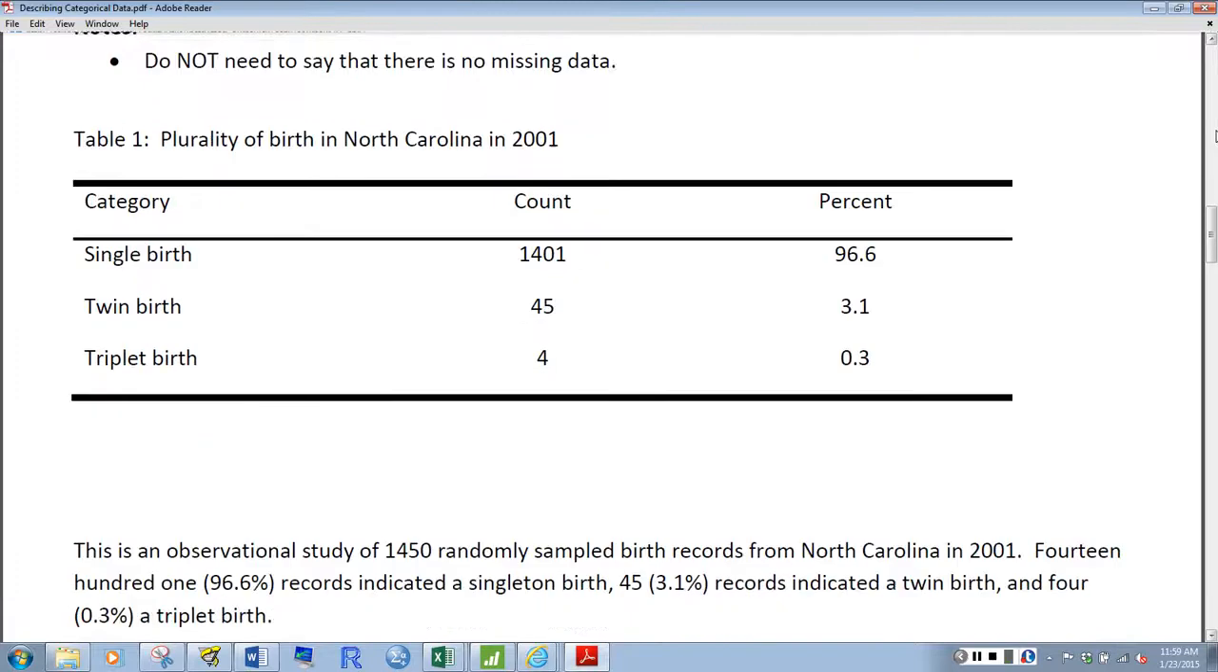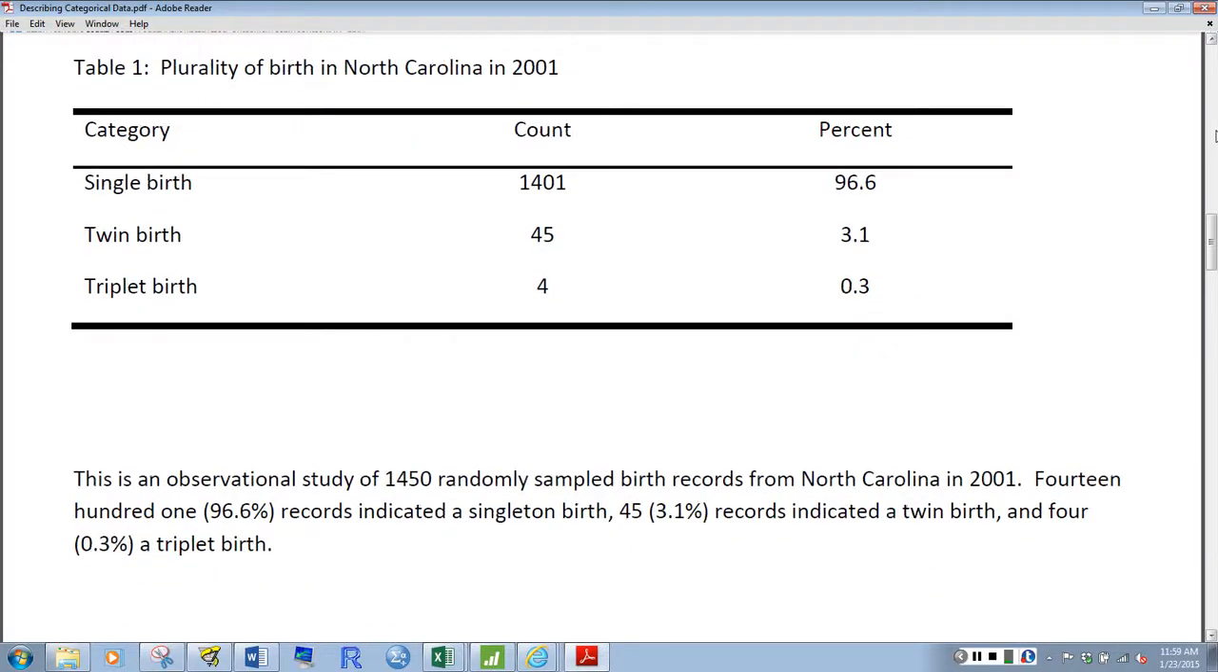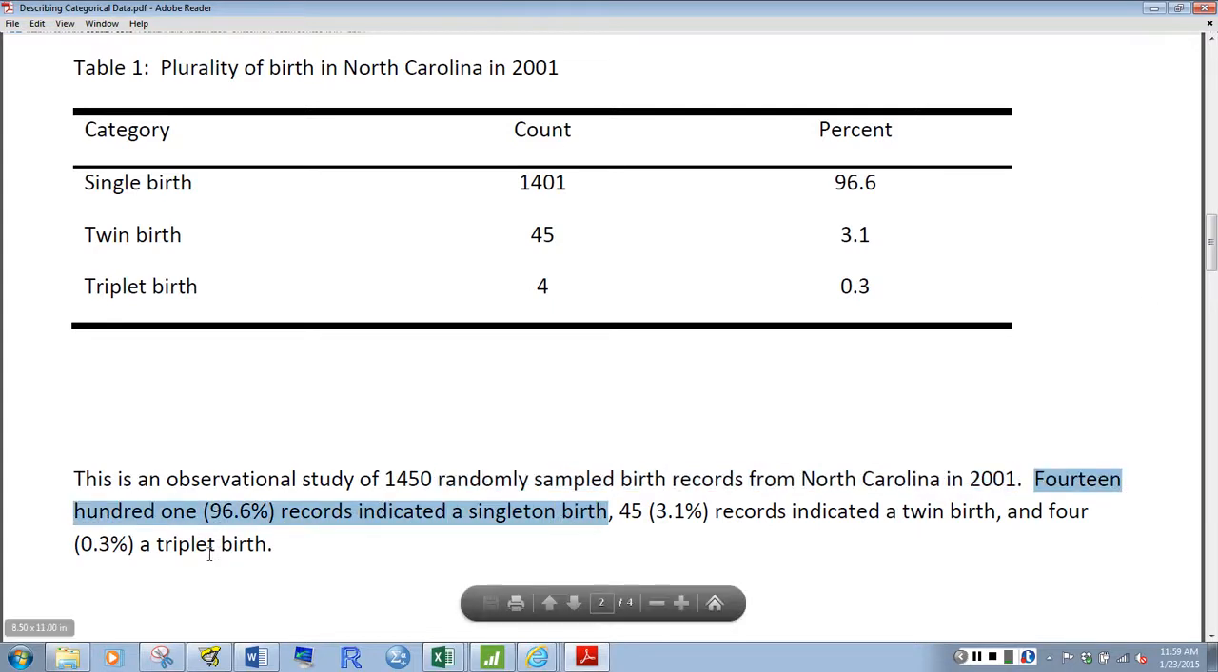The next set of sentences come from this idea that I want to be able to exactly replicate this table. You see that my first part of the sentence says, one thousand four hundred one records indicated a singleton birth, and in parentheses, I put the percentage. When you use a number at the beginning of a sentence, you have to spell it out. You cannot use the digits 1401. Proper writing is to spell it out. And then finally, I add the other ones: 45 records, or 3.1%, a twin birth, and 4, a triplet birth.